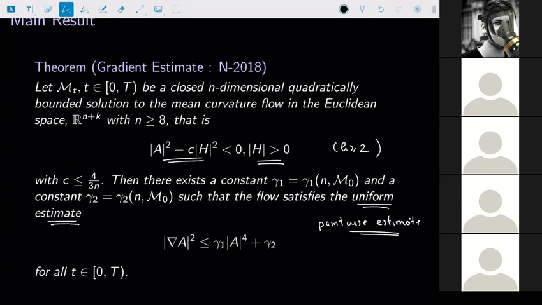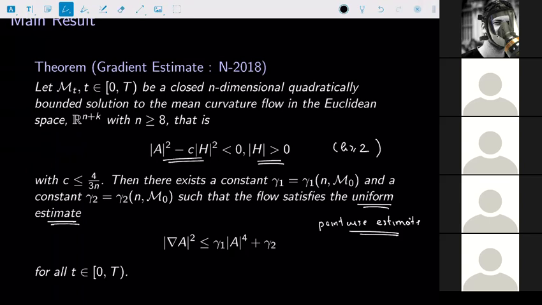And this here is written in a simpler way for the mean curvature flow up to the first singular time, but there is a form that actually holds for the mean curvature flow with surgery. So this means that this estimate actually will pass through singular points if you flow with surgery.